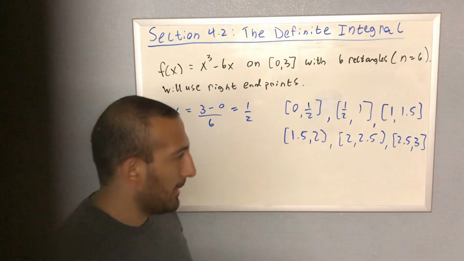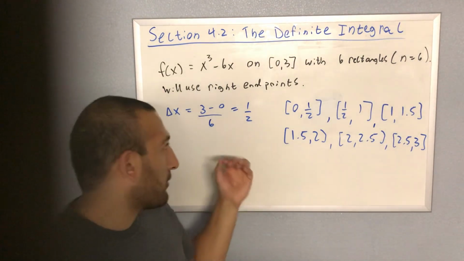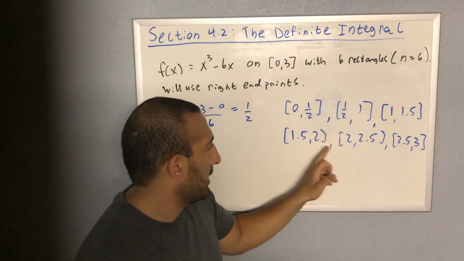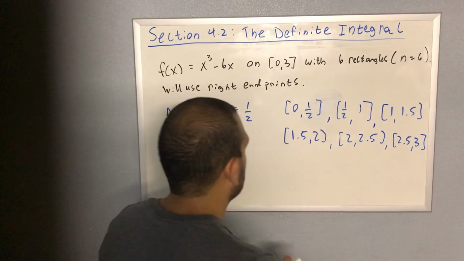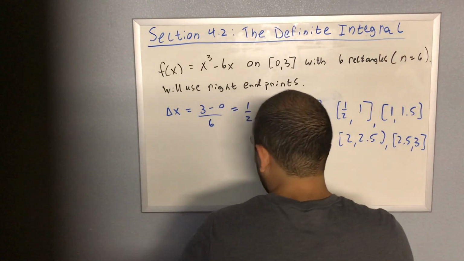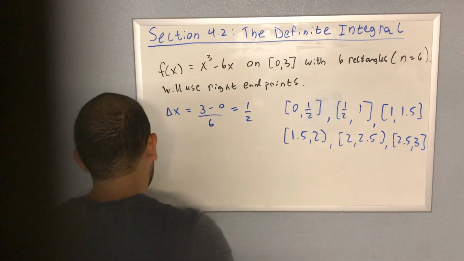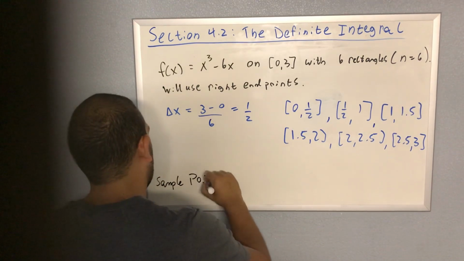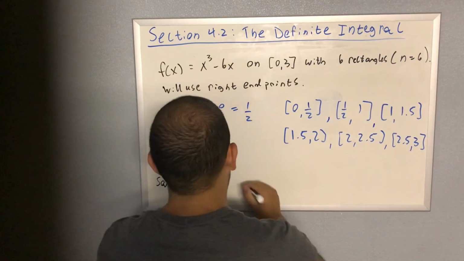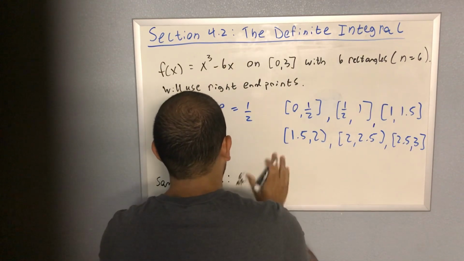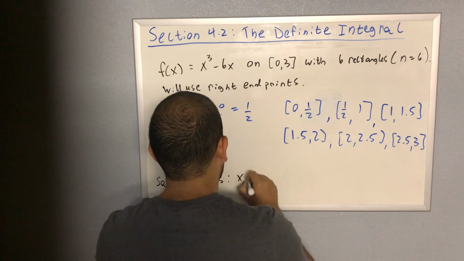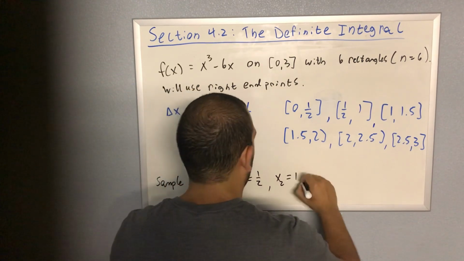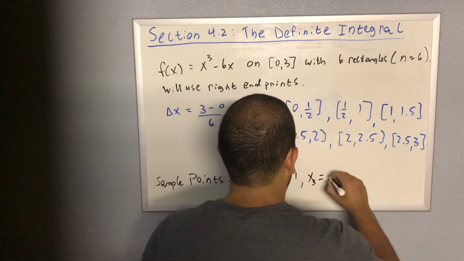Okay, so we get these 6 subintervals. And then with the right endpoints, what we're using is basically the larger number in each of these. So the sample points will be these. We'll just keep track of this. So the sample points in this case will be 1/2, or maybe I'll number them too. So x1, the first one, will be 1/2. x2 will be 1. x3 will be 1.5.